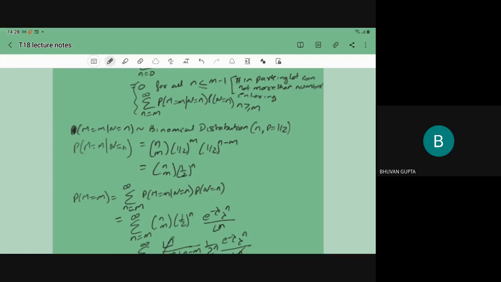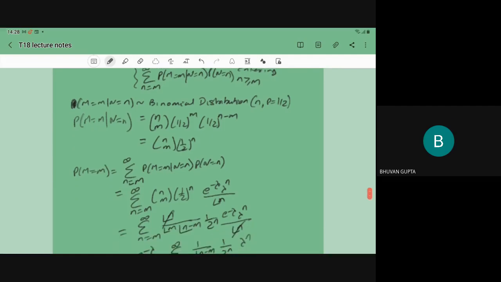This concept is clear. Now we have to compute the probability mass function for the capital M. So P(M = m) is equal to the summation from n = m to infinity of the probability of M = m given N = n, into the probability of N = n.